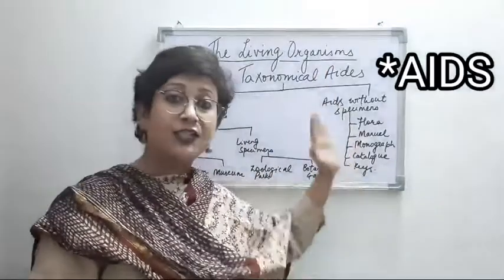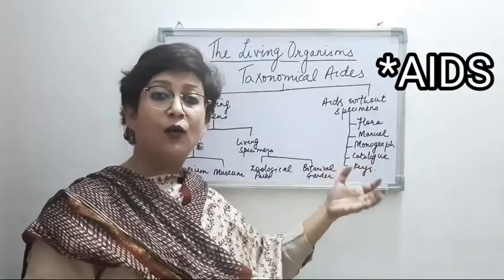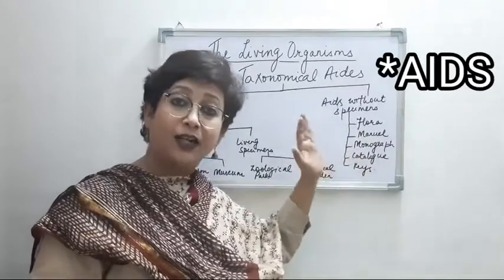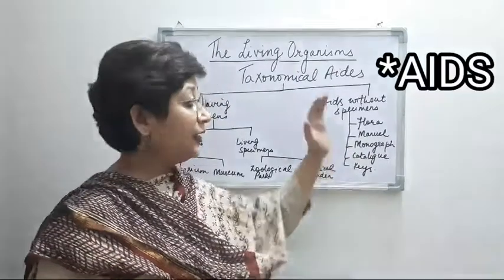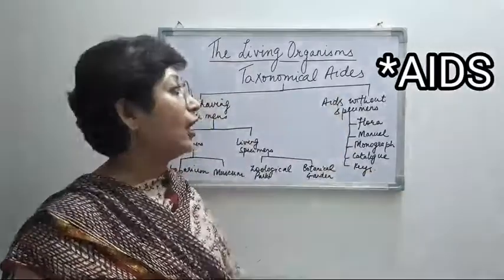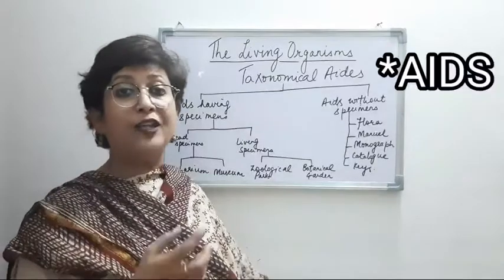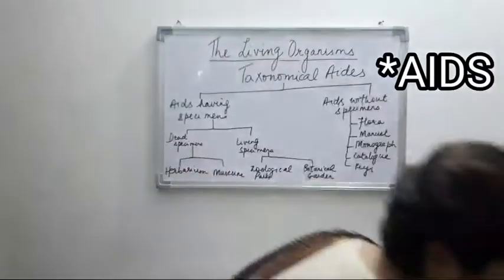Right? Then we have aids without the specimen. Now these aids which are without the specimen, what kind of an aid is that? They contain all the information regarding the living organisms in different ways, in different forms. Right? So these are aids without the specimen. And now we will go into the detail of each type of aid.